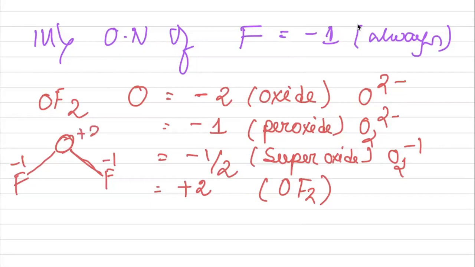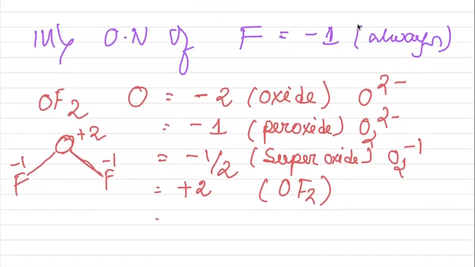So what will be the oxidation number of oxygen? Positive? Yes or no? Understood? Yes, ma'am. Now it can also be +1, because if a compound like O2F2 forms, then the oxidation number of oxygen will be +1. Clear? Because fluorine is more electronegative, it will take the bonding electron pair towards itself.